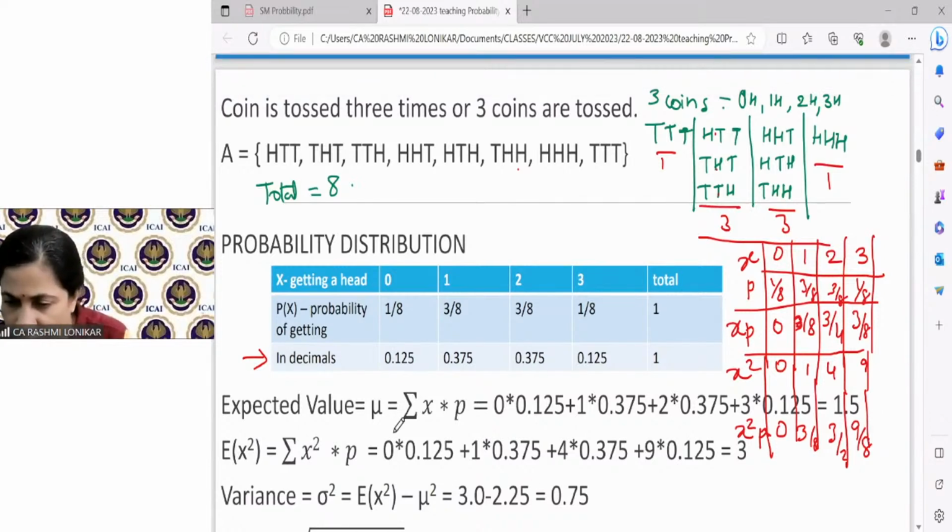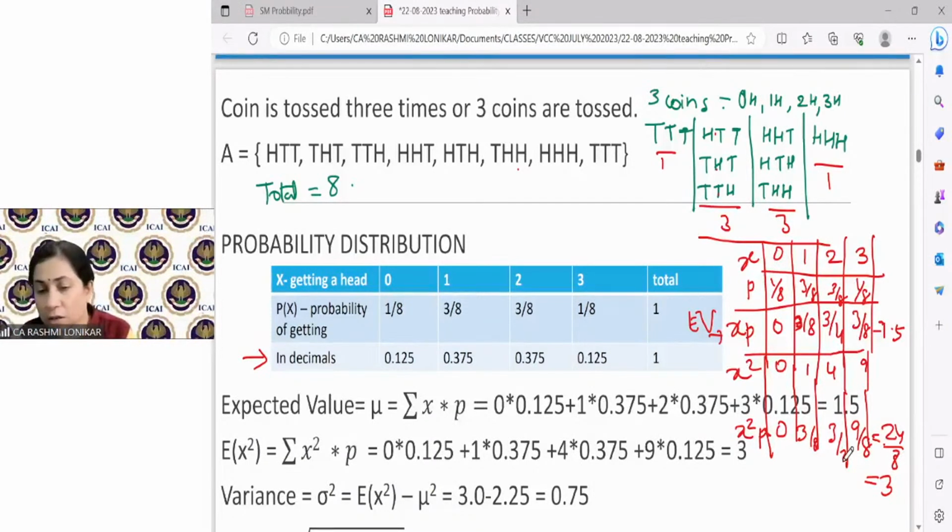And then you can find the expected value. This is my expected value. So 3 by 8 plus 3 by 4 plus 3 by 8 gives me 1.5. Then E of x square will be this. So 0, this is 4. 4 3s are 12. 12 and 12, 24 upon 8, which is equal to 3.